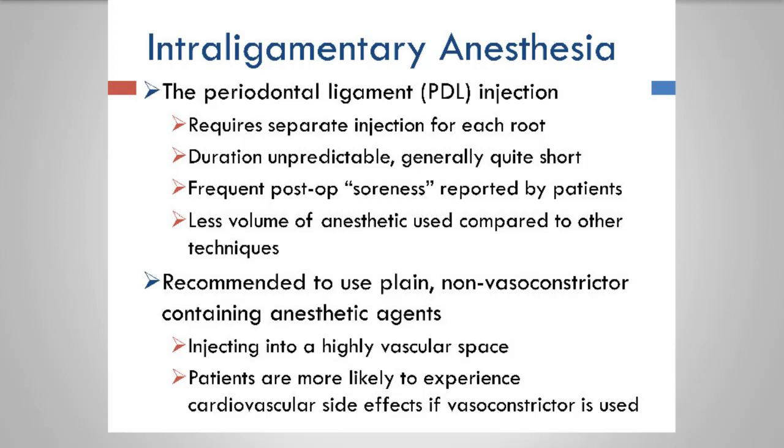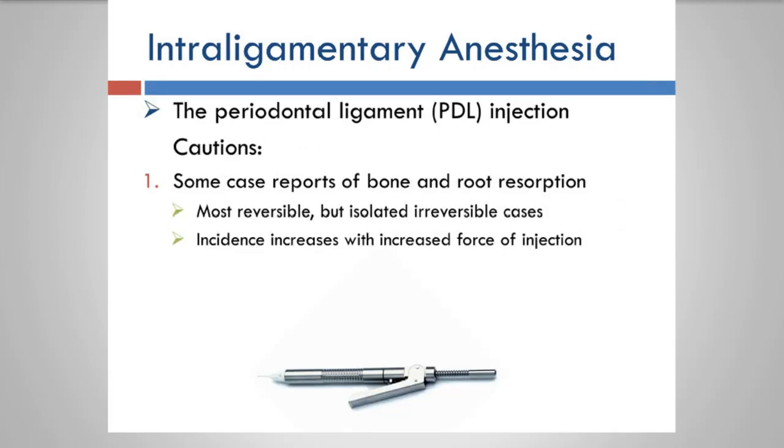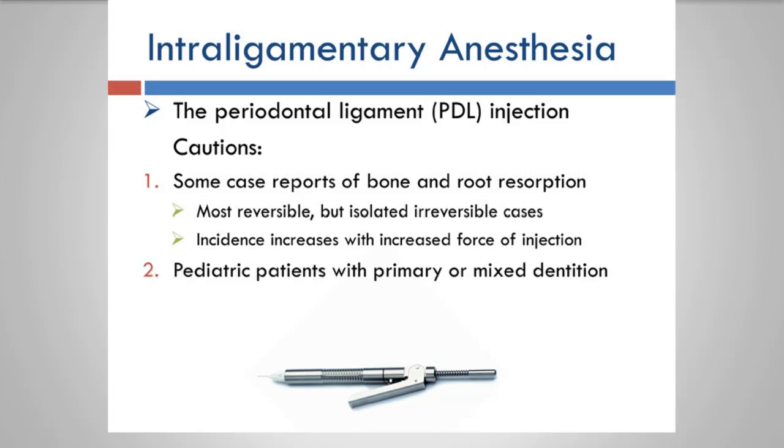Now, a couple of other things about the periodontal ligament injection. You need to be careful not to use too much force because you can damage the bone, you can damage the root of the teeth there, so don't use too much force. The other thing is if you're working with children, it's recommended not to inject around primary teeth or too close to the mixed dentition because we might injure a developing tooth bud underneath the baby tooth there. So be careful about that.